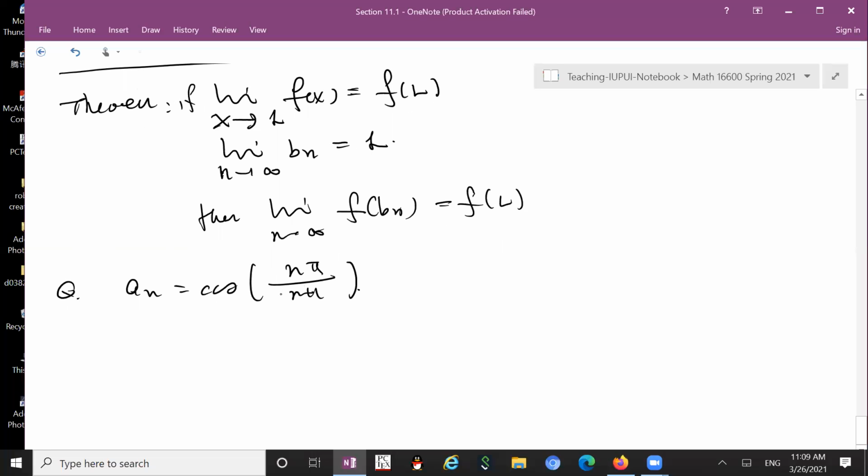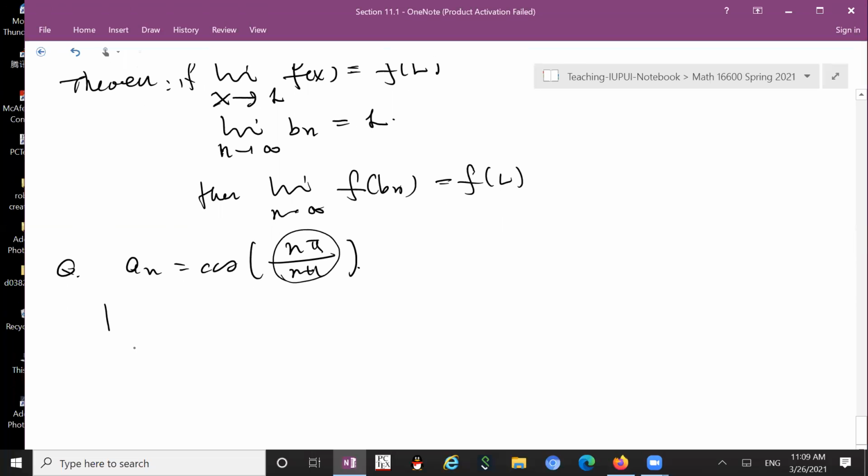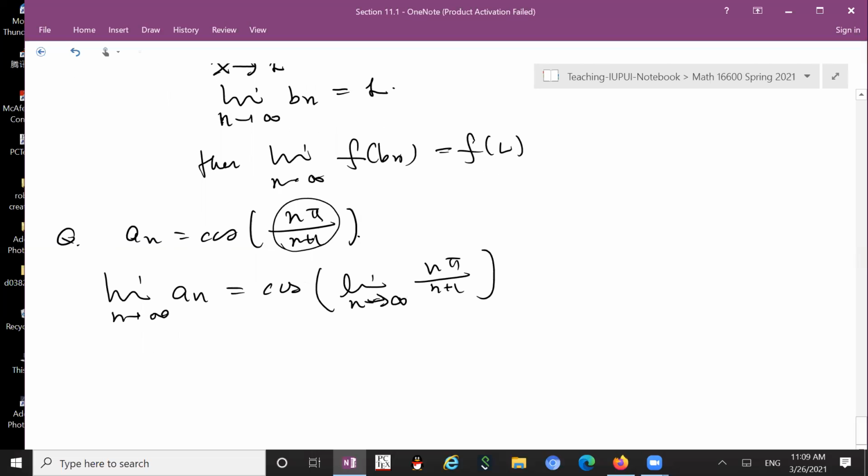So as long as this one approaches some number, then it will approach the cosine of that number. Okay. So the limit of a_n is going to be cosine of the limit of n pi over n plus 1, which is just equal to pi, because the limit of n over n plus 1 is 1. So it's cosine of pi, which is negative 1.